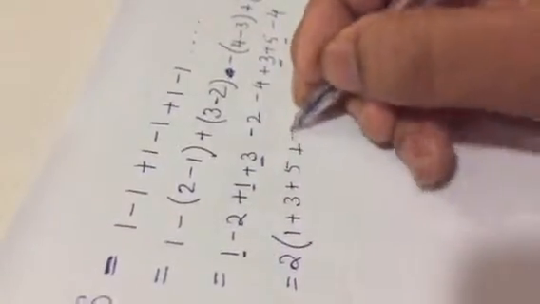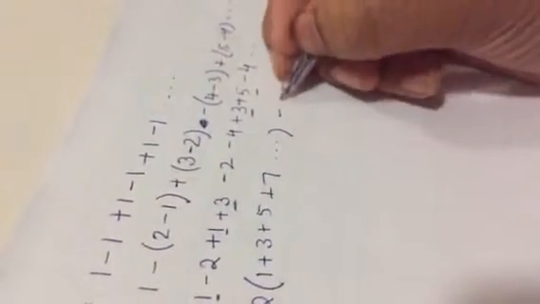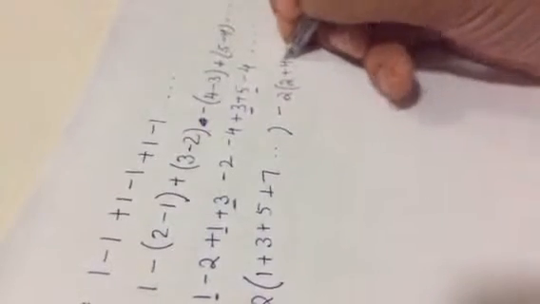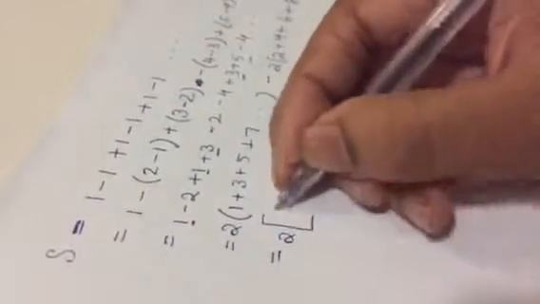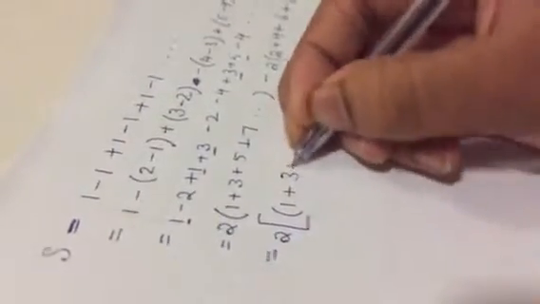That means 2 into 1 plus 3 plus 5 plus 7 and so on, and minus 2 into 2 plus 4 plus 6 plus 8 and so on. Now this is because 2, 2 both are negative, 4, 4 both are negative, so all even numbers come out to be negative. Now take 2 common, and 1 plus 3 plus 5 and so on, minus 2 plus 4 plus 6 and so on.